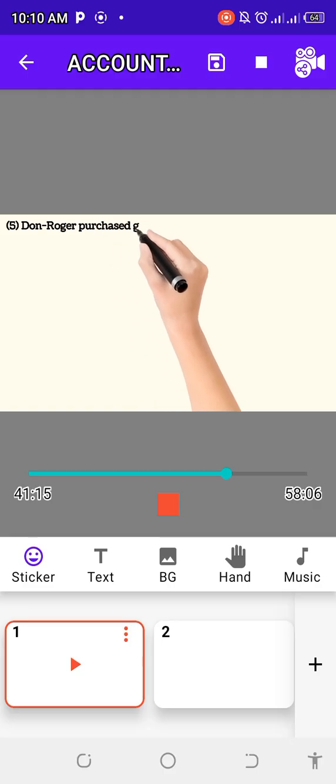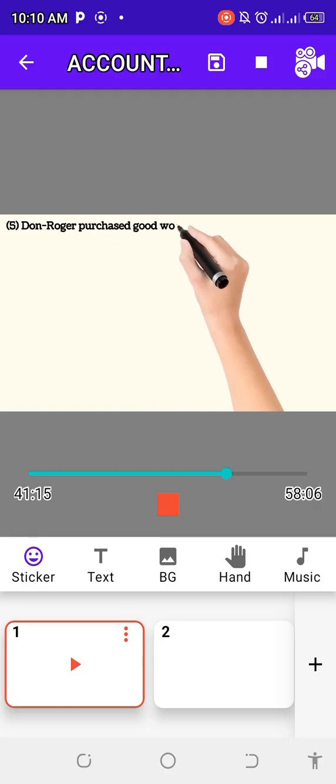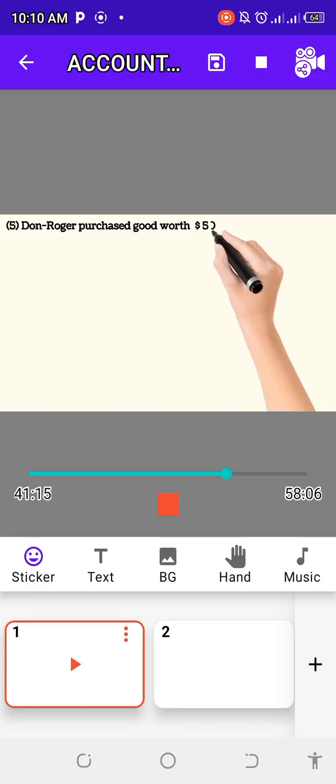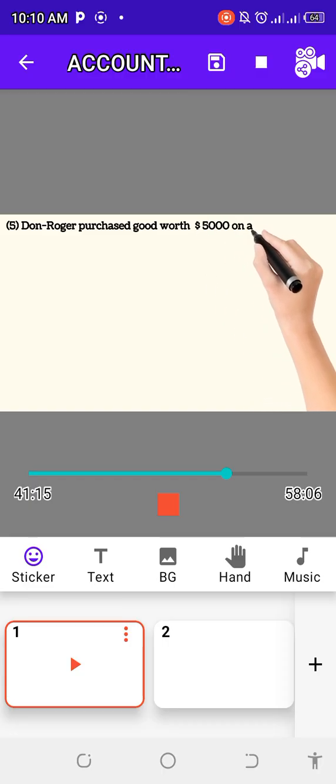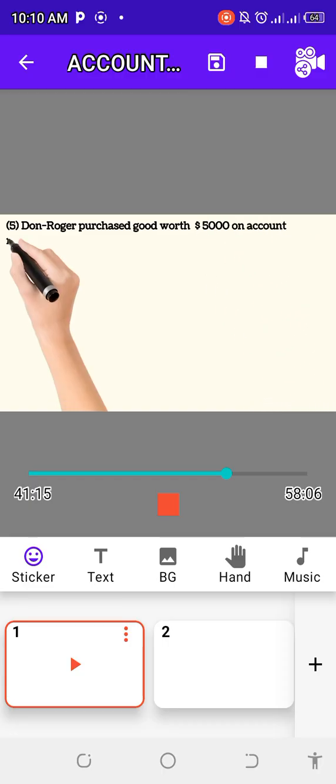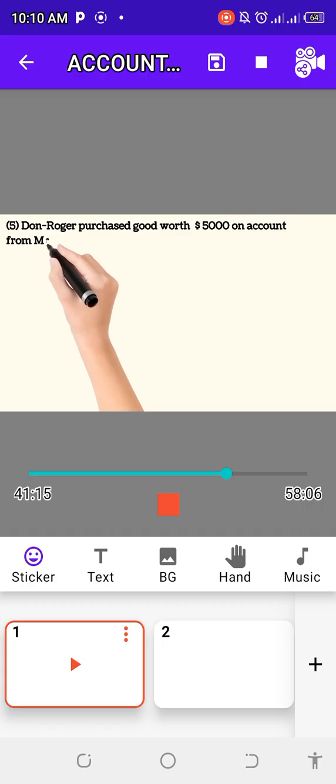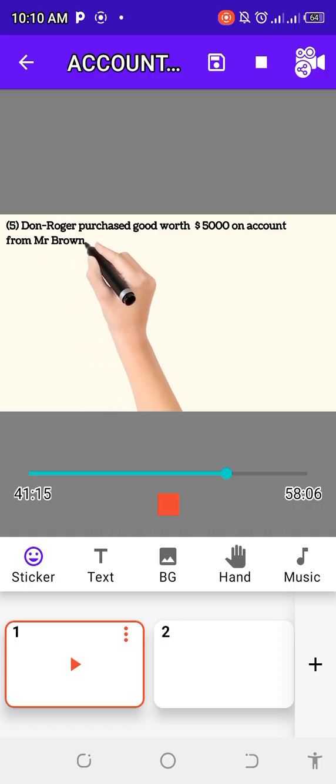Now, this is example 5. The same Don Roger purchases goods worth $5,000 on account from Mr. Brown. Yes. Purchases on account is purchases on credit.